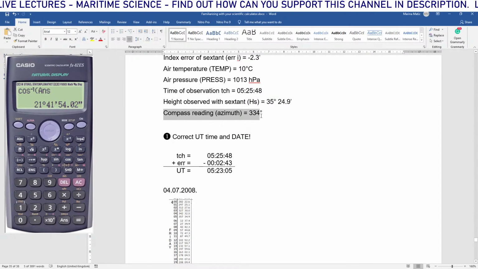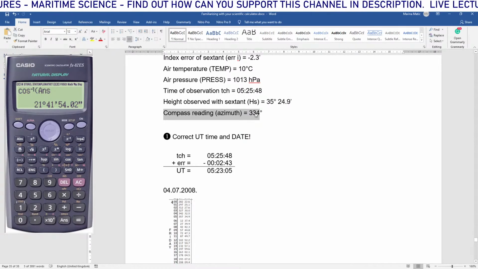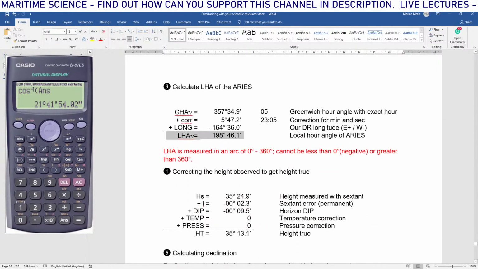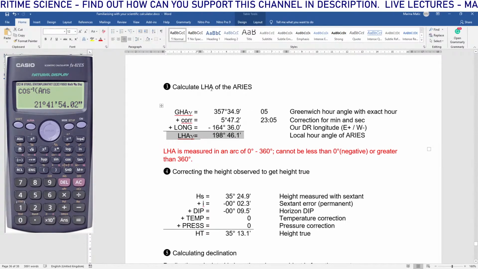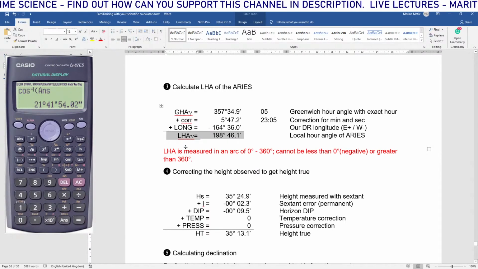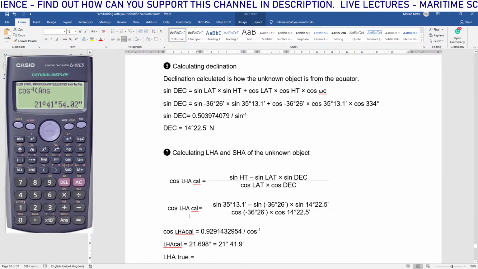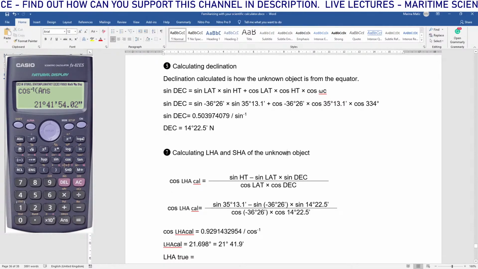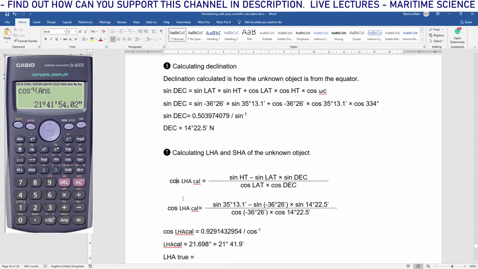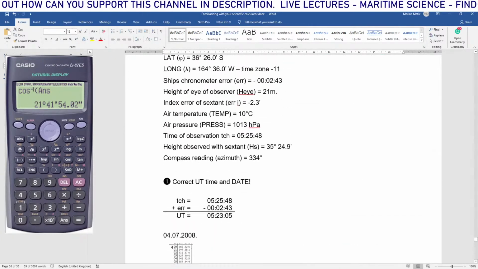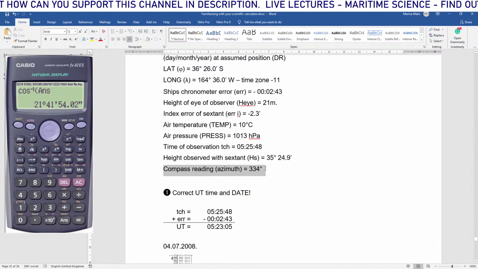The local hour angle of the unknown object needs to be under 180 because azimuth is over 180. So be careful. This number is not the reference point. This is local hour angle of Aries. Right now what we are calculating in step number 7 is local hour angle calculated of the unknown object. And this value here, what we calculate, is actually referenced towards the azimuth. So we are comparing it with the azimuth.